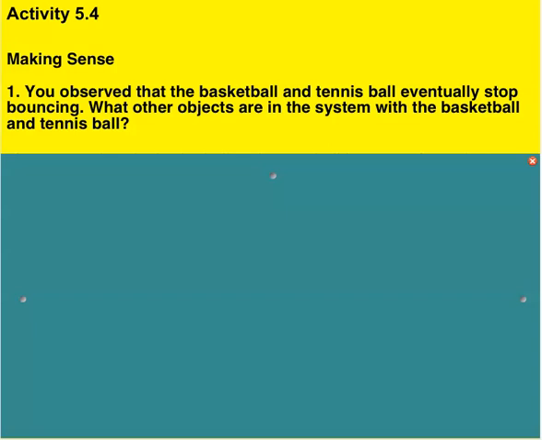All right, the basketball stops bouncing. Well, the tennis ball eventually stops as well. So we know that some of the energy was transferred from the basketball to the tennis ball, but when they both stop bouncing, where did the rest of that energy go? It had to have gone somewhere. So go ahead, pause the video, and just give me a couple ideas. Where do you think the energy went? What other objects are in the system?